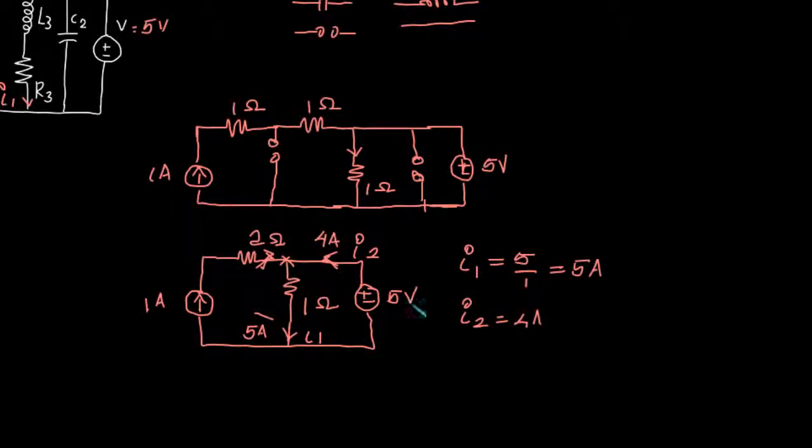4 amperes. I will explain it once again. 1 ampere current comes here and 5 ampere flows downwards. That means the other 4 ampere should be provided by the 5 volt source.